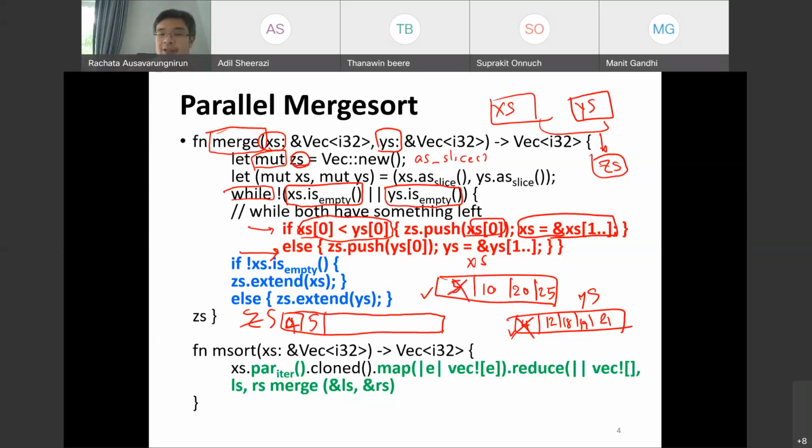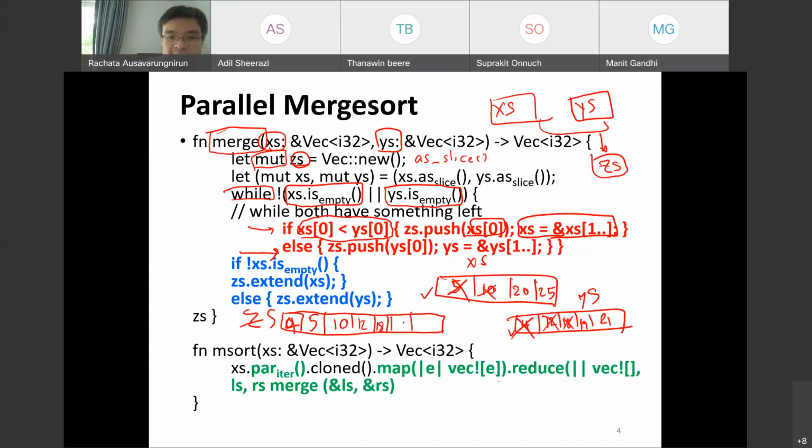So now xs is 10, 20, 25, ys is 12, 18, 19, 21. So I'm going to put in 10 here because, again, the head of xs is lower. And then I'm going to put in 12 because 12 is lower than 20. Put in 18 because 18 is lower than 20.